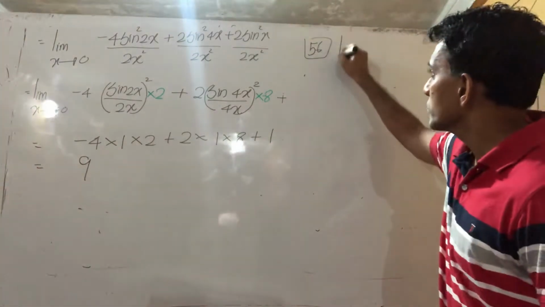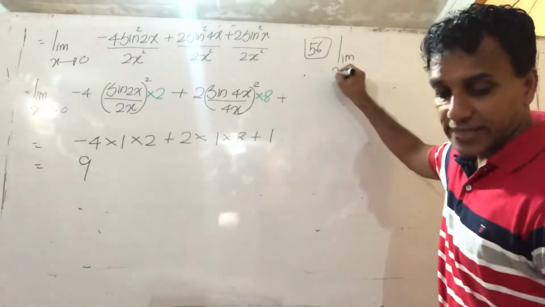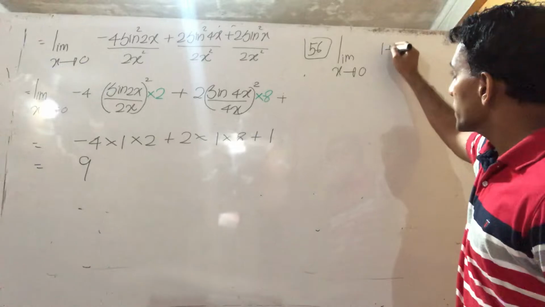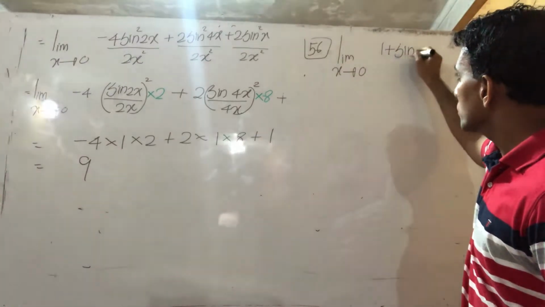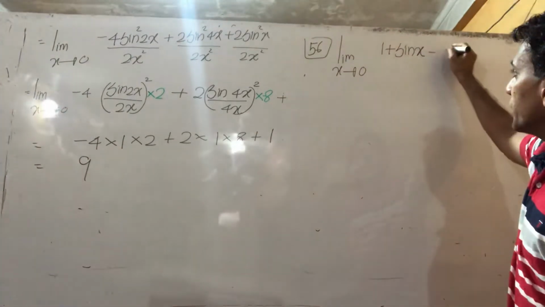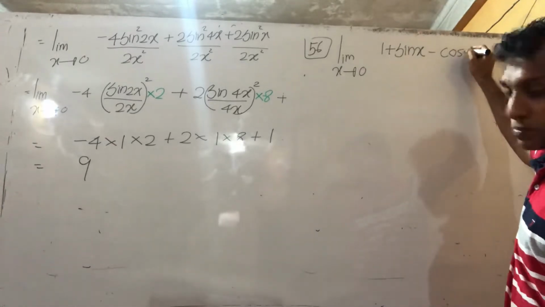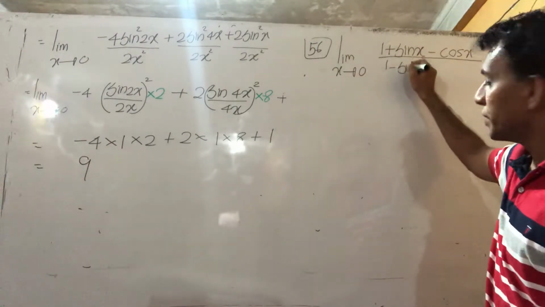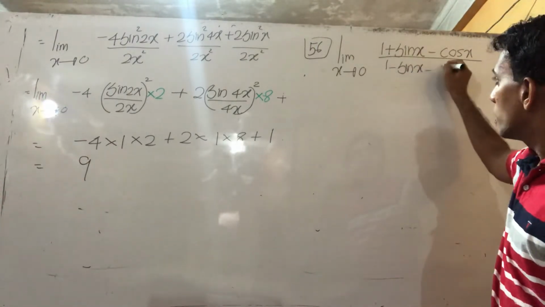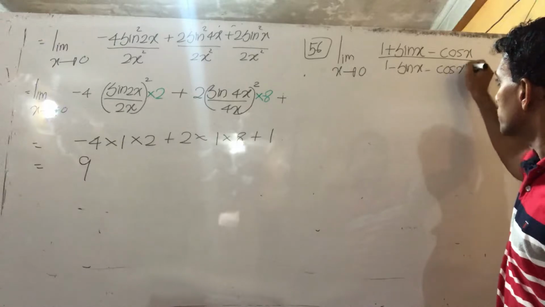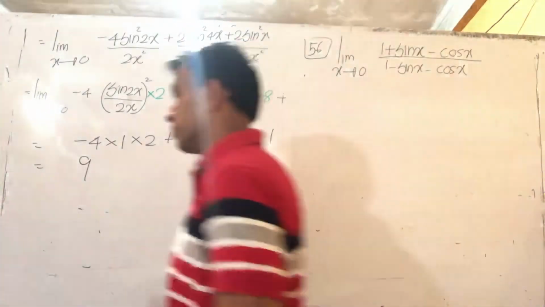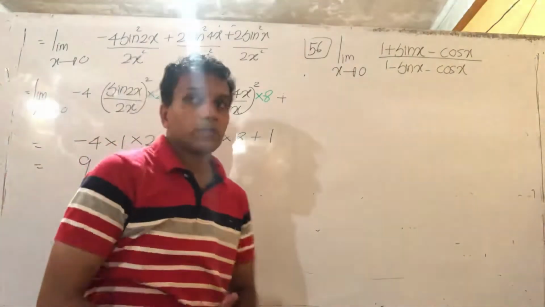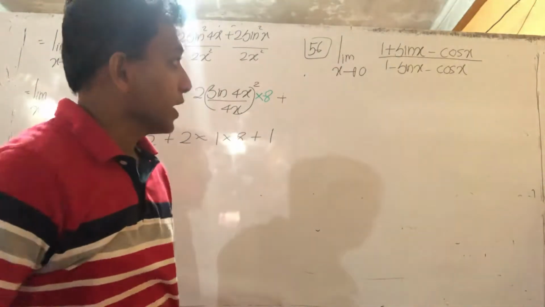Limit x approaches 0, of 1 plus sine x minus cos x over 1 minus sine x minus cos x. So find the limit value.